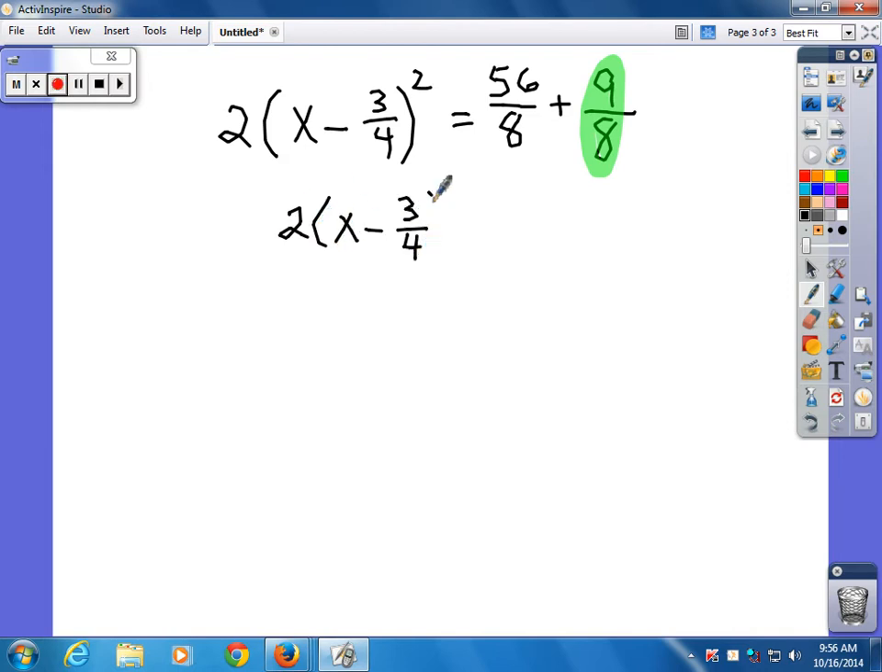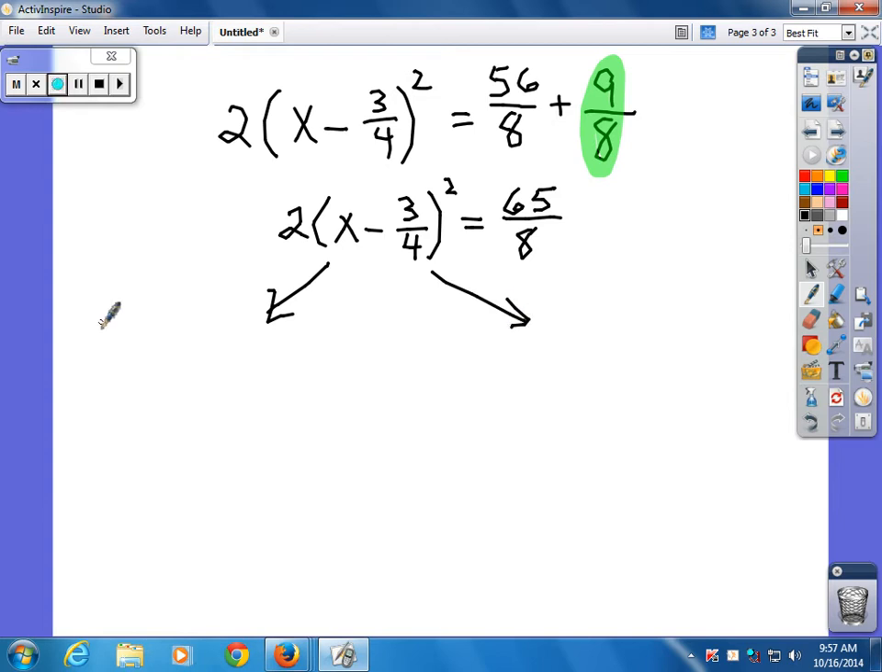2 times x minus 3/4 quantity squared is equal to, what's 56 plus 9? 65? Now people, you don't need to take the square root of 65 in your calculator. Why? I mean, when you do it, because the square root of 64 is what? So what's the square root of 65? 8.1. Just go ahead and get that, because I know some of y'all probably reached for the calculator when you saw that 65.